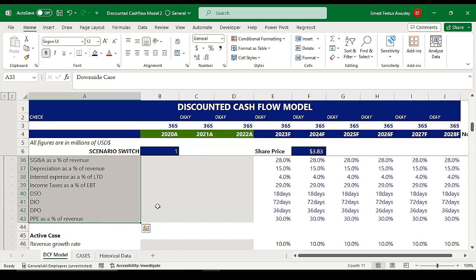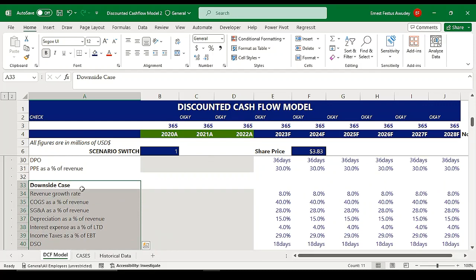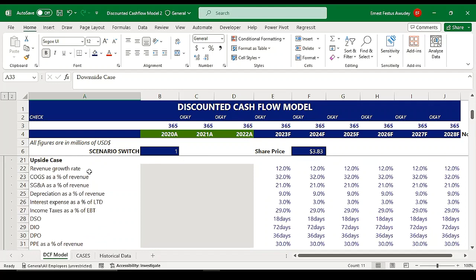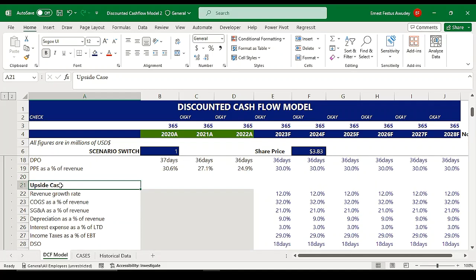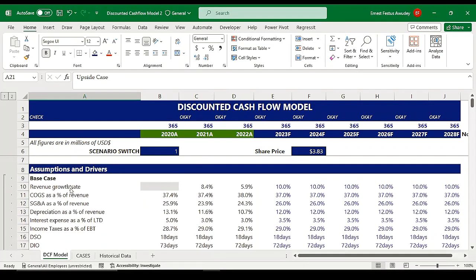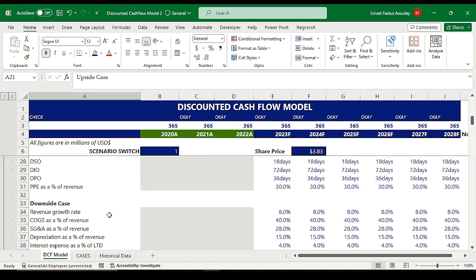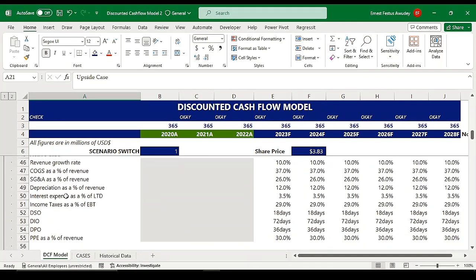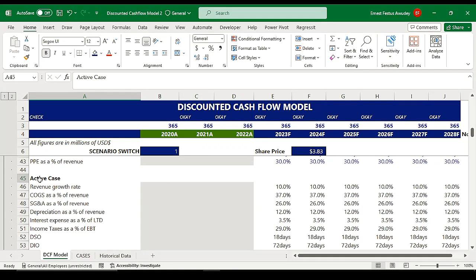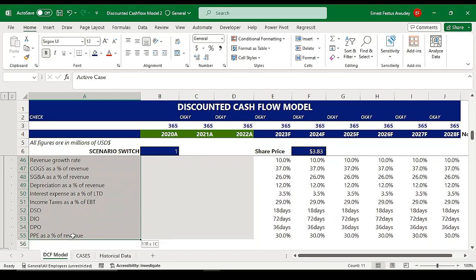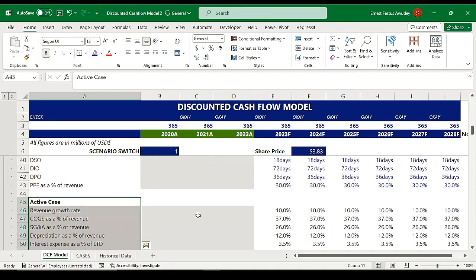Now it depends on what name you want to give it. The downside, you can say worst case scenario. The upside, you can say the best case scenario. And then for the base case, as I already said, you can say the normal case or the average case. All right. Then we have the active case section here. Now the active case section displays the current case that has been selected.